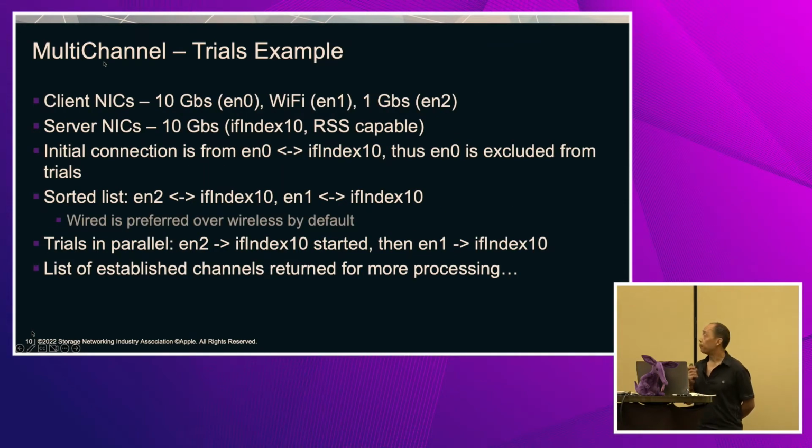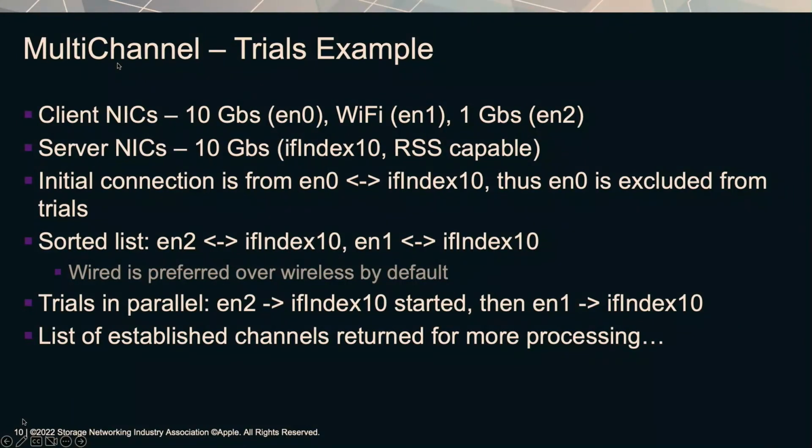So an example. In this case, you have a client computer. It has a 10 gigabit Ethernet, a Wi-Fi, and a 1 gig Ethernet. So EN0, EN1, EN2. The server has a single 10 gigabit interface. It's IF index 10, and it happens to be RSS capable. The user, when he connected to the server, ended up using EN0. And of course, since there's a single server NIC, he just ends up with the same IF index 10.